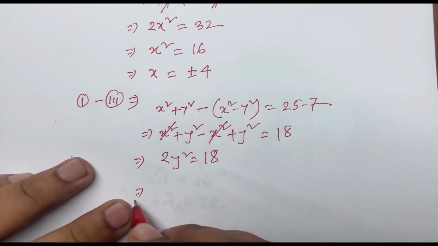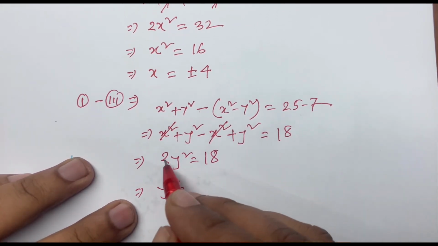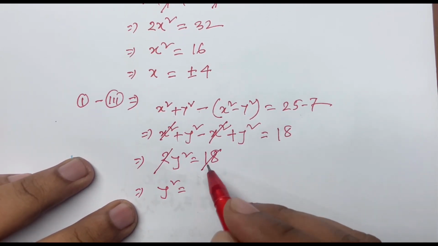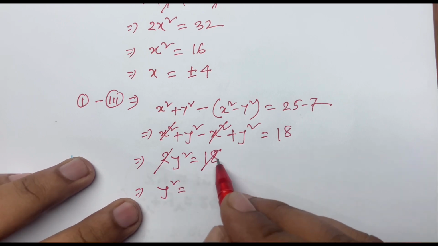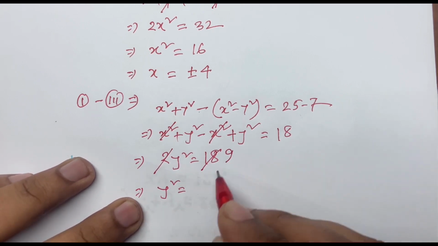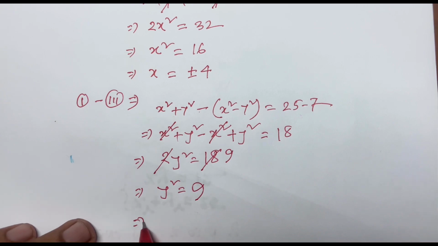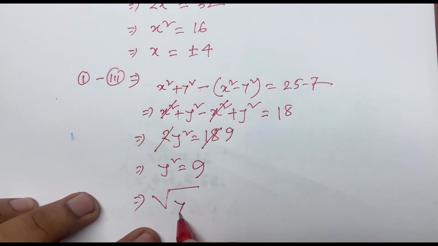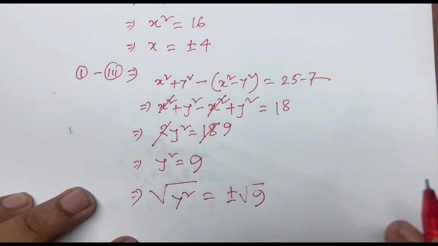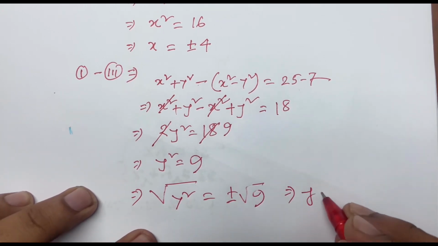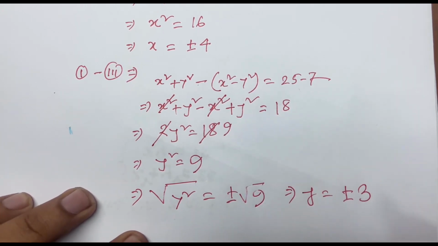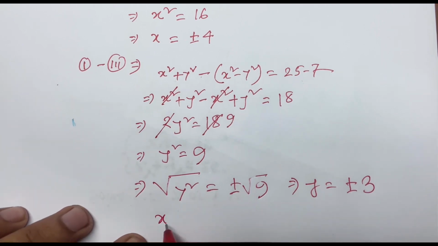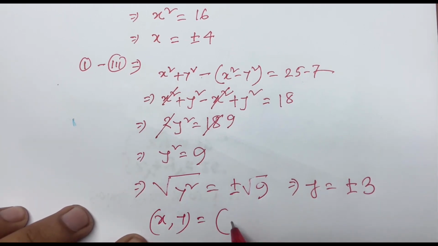And now I can say y square equals, if I divide 18 by 2, 9. Now I take the square root of both sides, and I can say easily y equals plus minus 3. And now I can say easily xy equals plus minus 4 and plus minus 3.